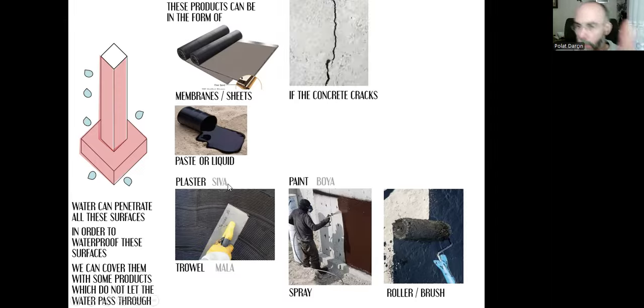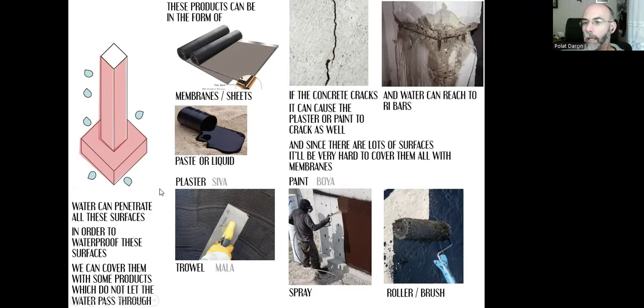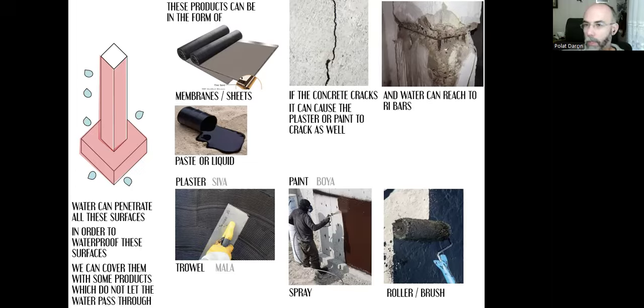However, with these surface cracks, the plaster or the paint, since they are very thin, will crack as well. That means that with the cracks, there will be voids, a passage for the water towards the inside, towards the reinforcement bars. Again, there will be a risk of corrosion.